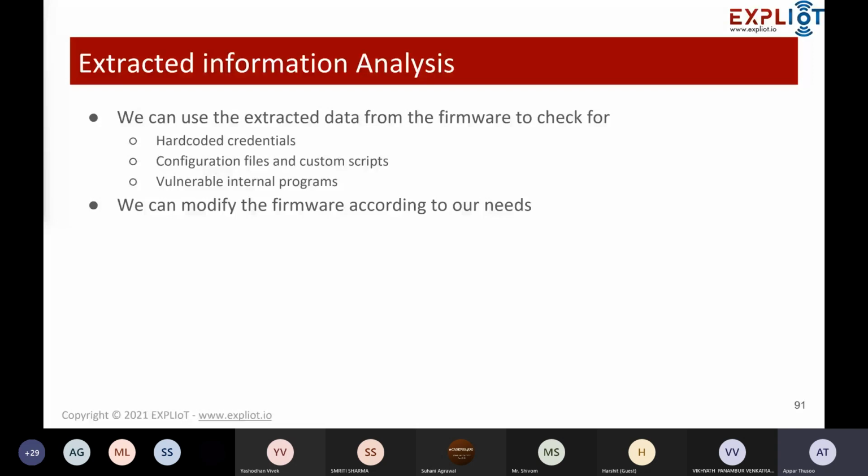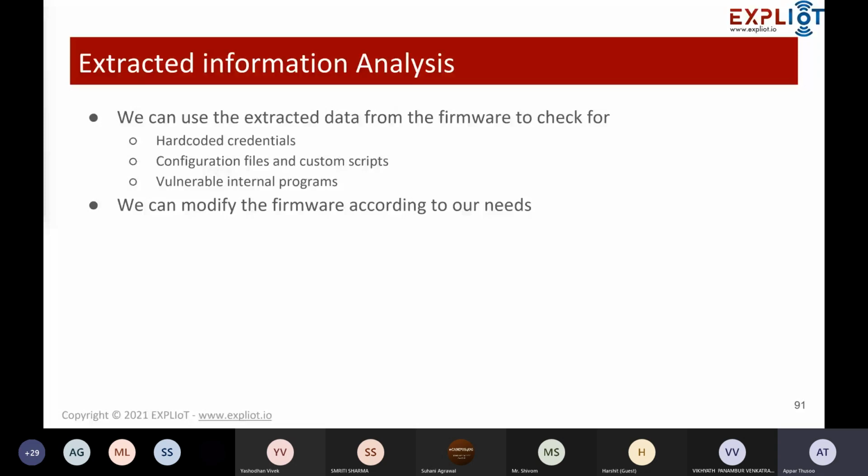So talking about extracted information analysis, you can extract different data from the firmware that you need to check, as I mentioned: hard-coded credentials, password configuration files, custom scripts and vulnerable internal programs. And you can also modify the firmware according to what is needed. Probably add a backdoor to the firmware, and then you can reflash the firmware onto the device. So you can try it out.